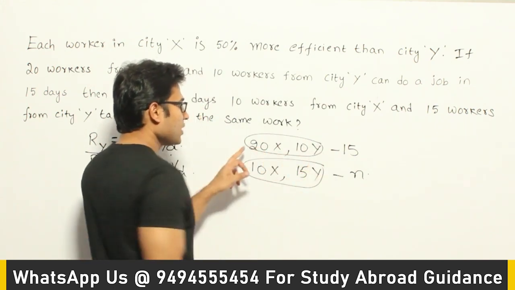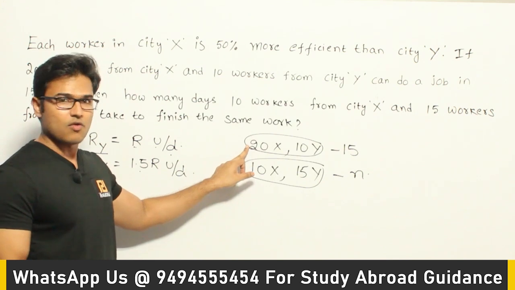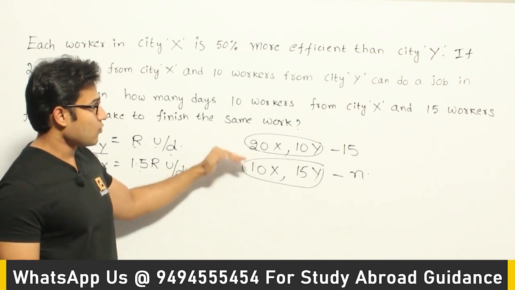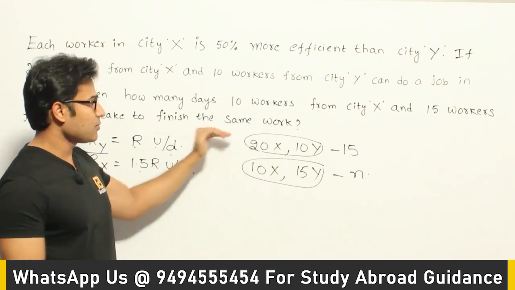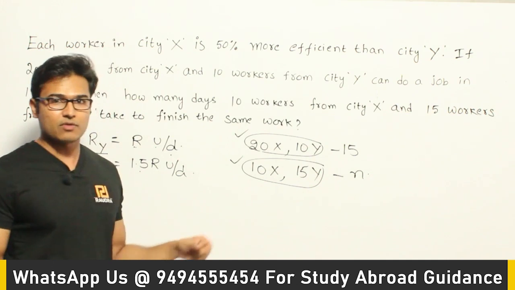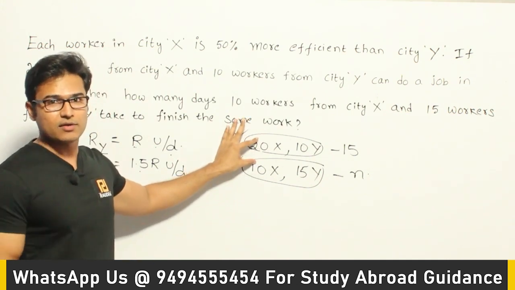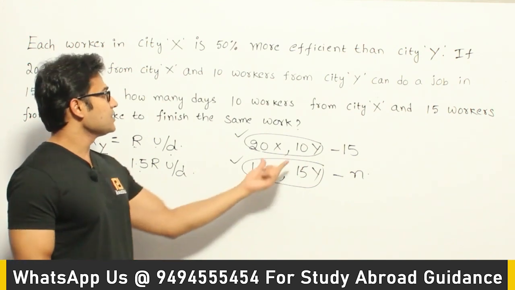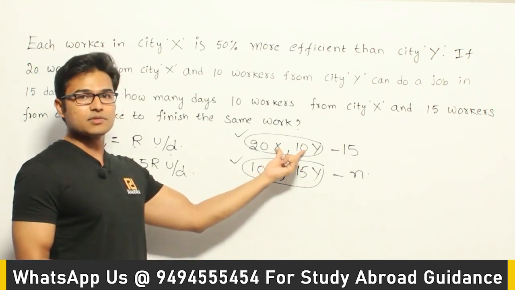Therefore, let's try to find out the total work or the effort given by the first group and equate it to the effort given by the second group. Why should I equate it? Because anyway they are trying to solve the same work, therefore effort is supposed to be the same, isn't it? Now let's see what is the effort given by these people.